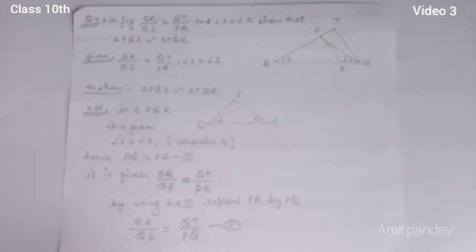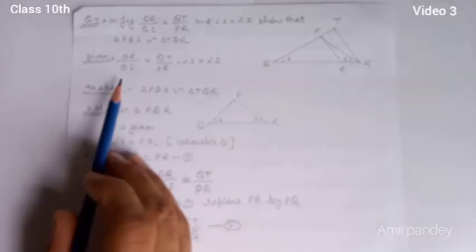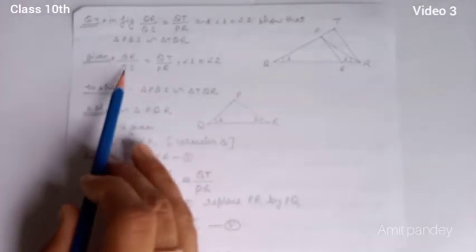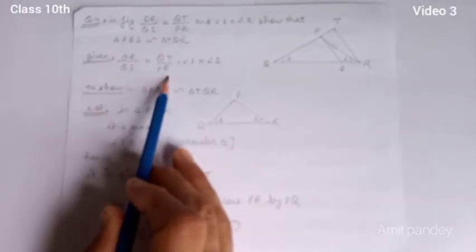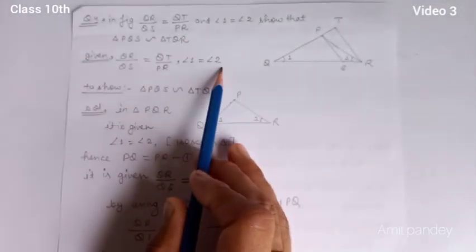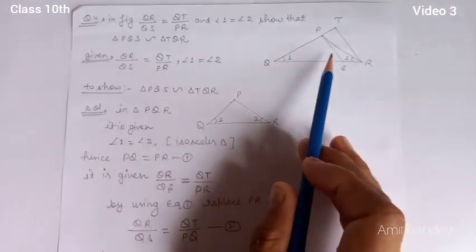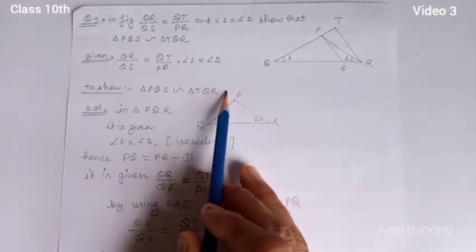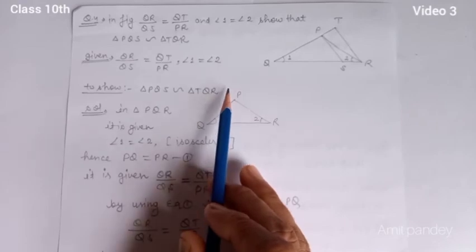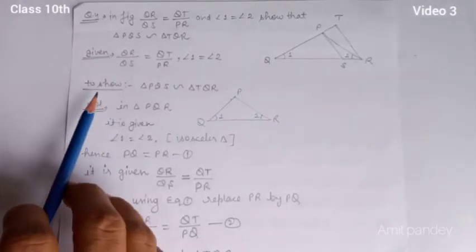So students, in such type of questions, whenever we have to prove something or show something, at that time we just write what is given in the question. So what are the given things here? Given QR upon QS is equal to QT upon PR, and angle 1 equal to angle 2. Okay, now what we have to show? We have to show PQS and QTR both are similar here. So students, everything is written here.